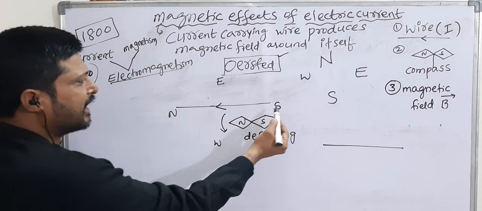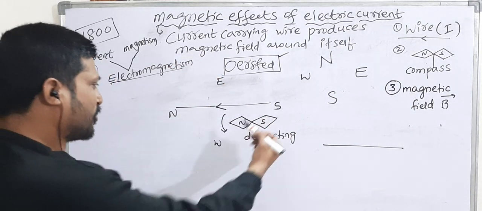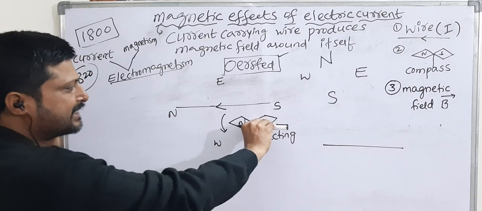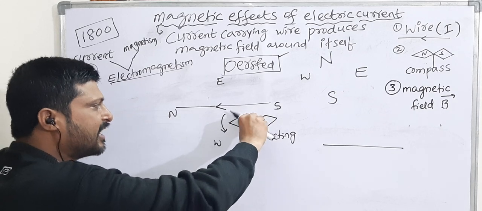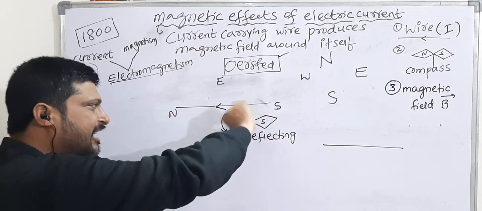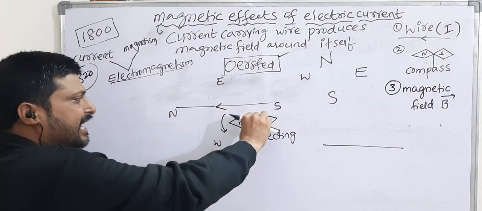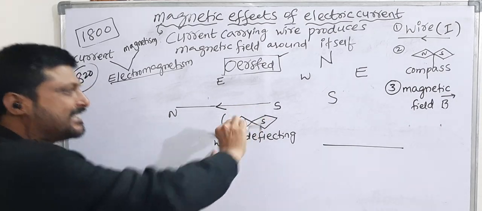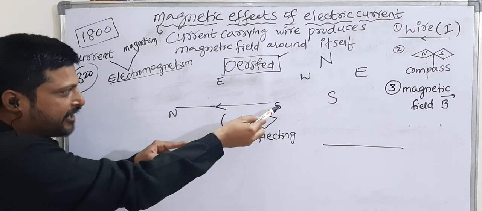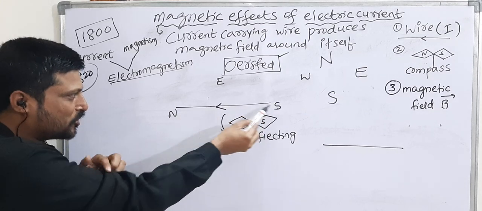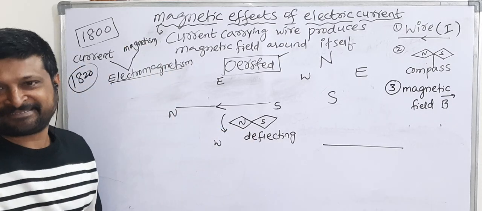Now see here, current is flowing through the wire from south to north. Then, he places a magnetic compass here. The north pole of the magnetic compass needle is deflecting in this direction, towards the west side. That means if current is flowing through the wire from south to north, the direction of magnetic field is towards west.